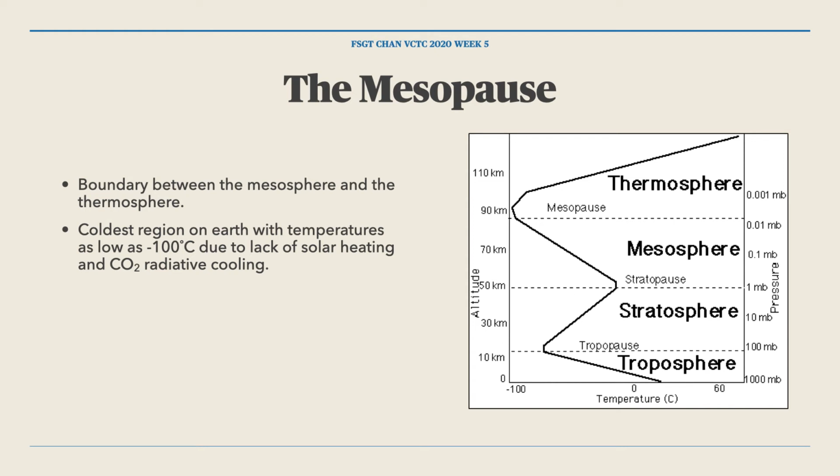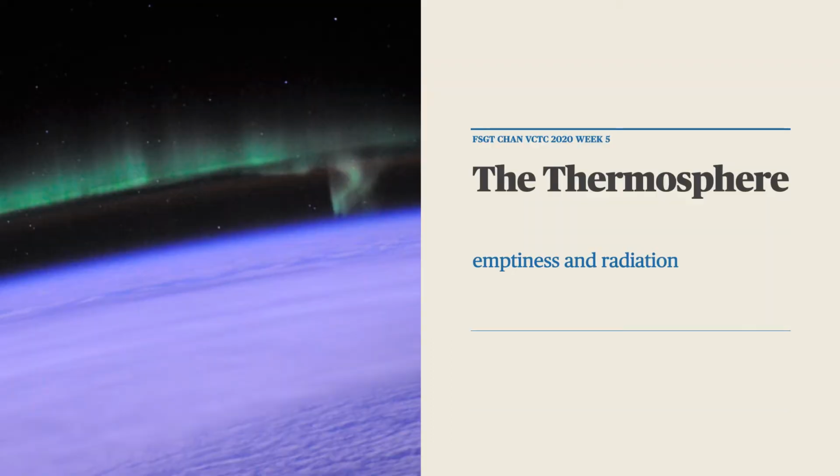Then we're going to talk about the mesopause, which is the boundary layer between the mesosphere and thermosphere. It is also the coldest region on Earth, with temperatures as low as negative 100 degrees Celsius due to the lack of solar heating and carbon dioxide cooling it. Messed up there a little bit. My bad.